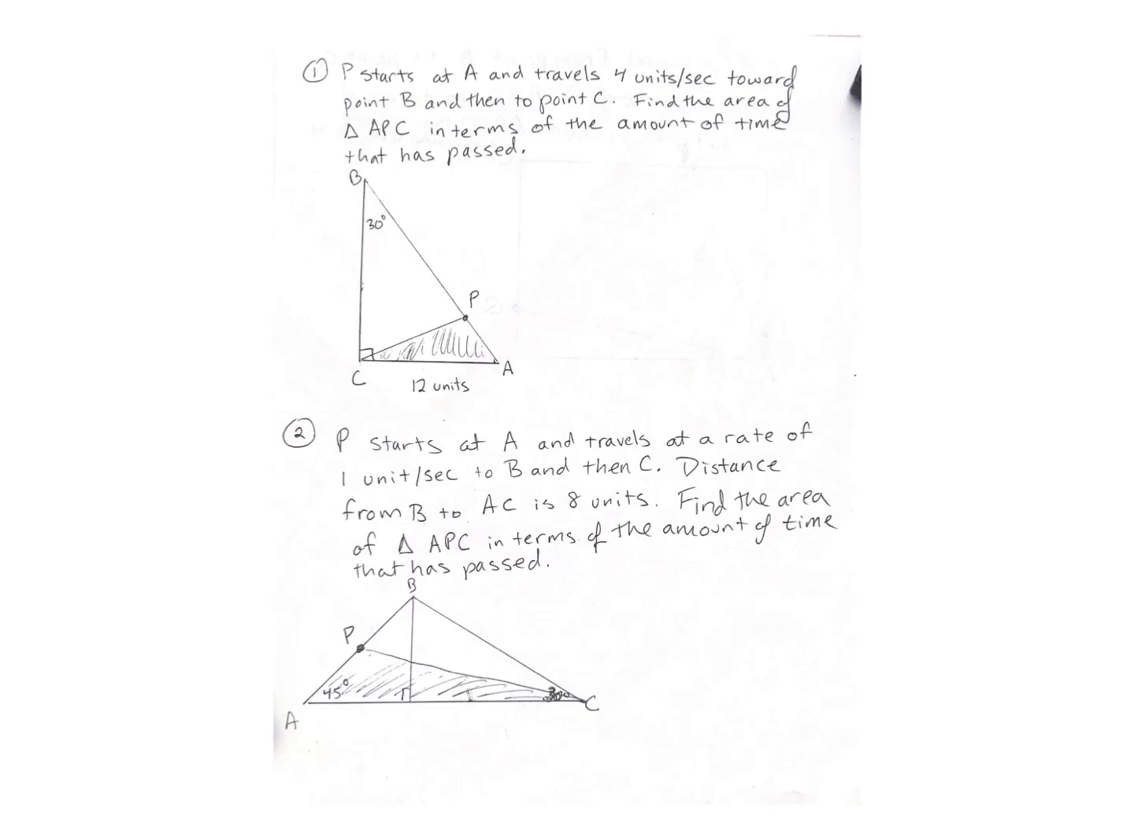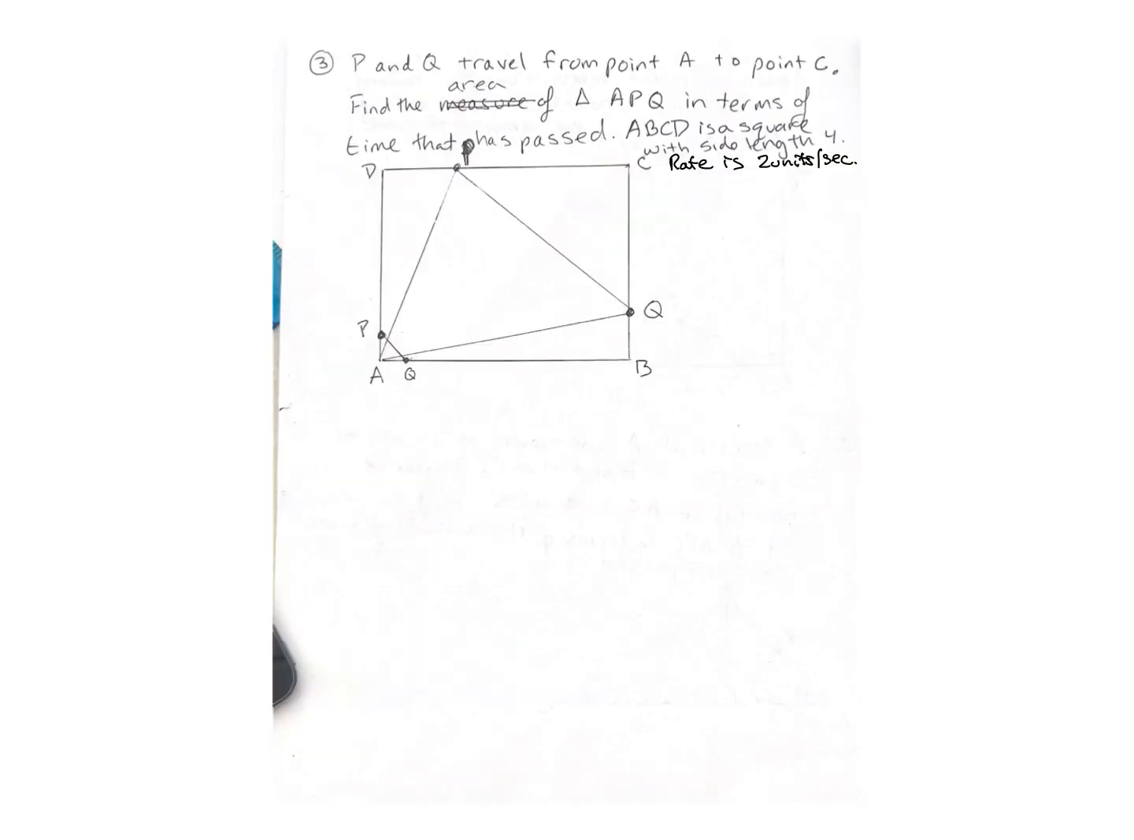This is a video going through the third problem in the more triangle problems practice. In this problem, we have 2 points moving around a square, and we're finding a formula for the area of the triangle formed by APQ until it gets to point C. So let's fill in some information we know.